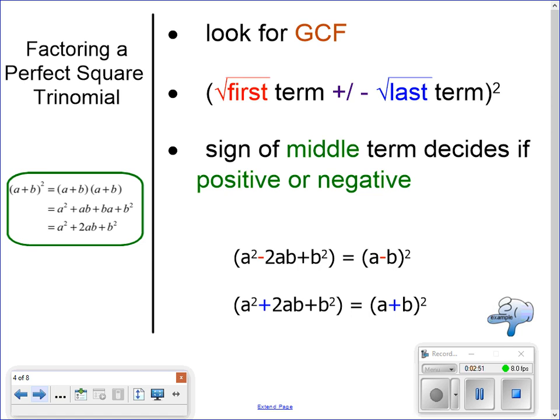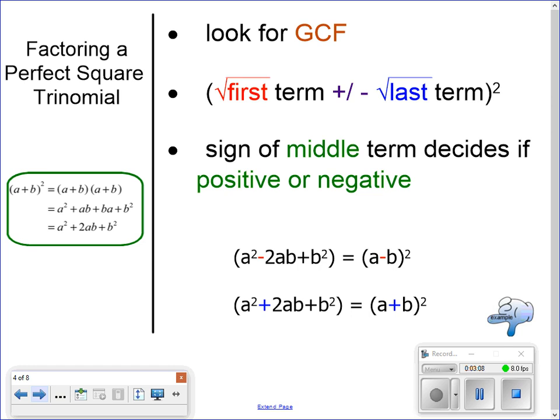To factor the perfect square trinomial, you're going to take the square root of the first term, and then add or subtract it to the square root of the last term. The middle sign is going to determine if you need to add or subtract.